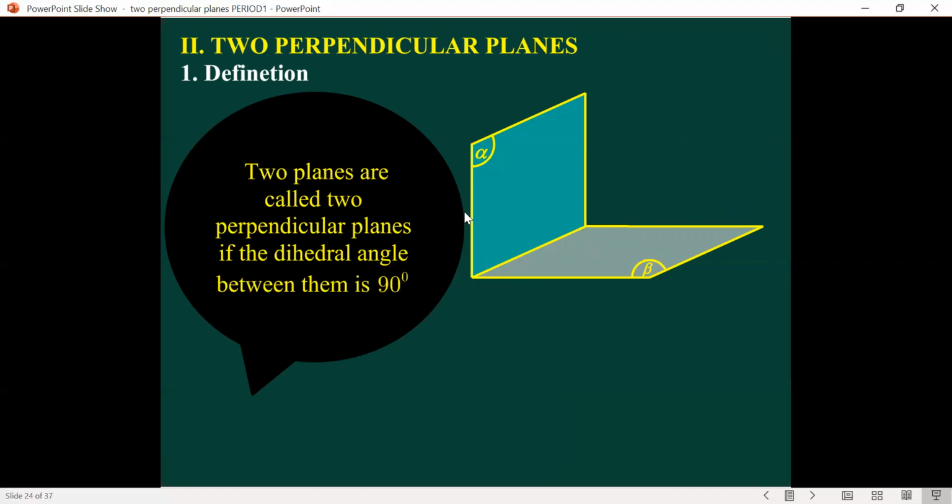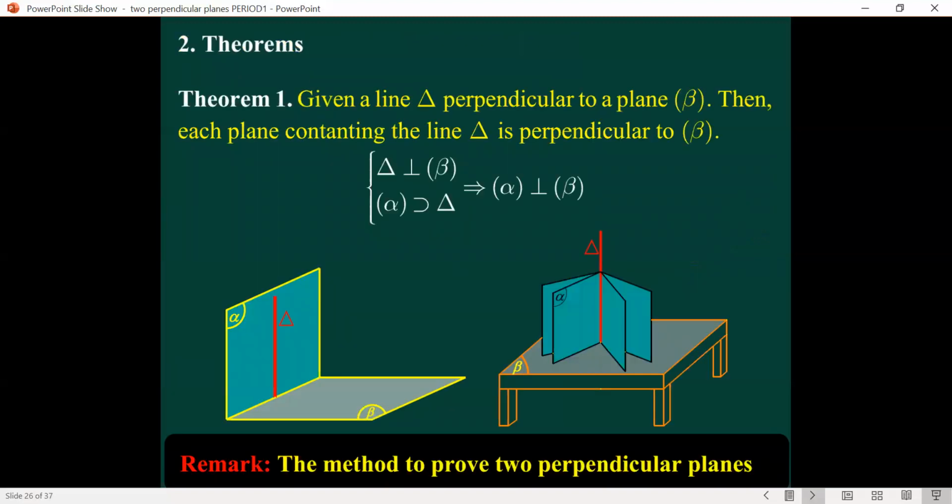The definition gives us the first way to prove that two planes are perpendicular. Do we have another way to prove perpendicular planes? We move to corollary 1. Given a line delta perpendicular to plane beta, then each plane containing the line delta is perpendicular to plane beta. The corollary gives us a way to prove two perpendicular planes.